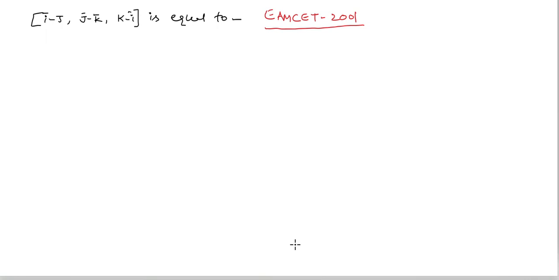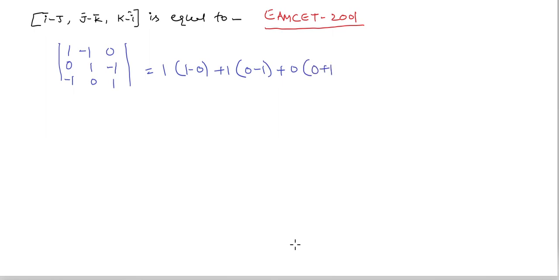Box of i bar minus j bar, j bar minus k bar, k bar minus i bar is equal to dash. This is an MSET 2001 question. So box of is given, that is write down the determinant of 1, minus 1, 0; 0, 1, minus 1; minus 1, 0, 1. So find this value, that is equal to 1 into (1 minus 0) plus 1 into (0 minus 1) plus 0, that is equal to 1 plus 1 into minus 1, equal to 0.